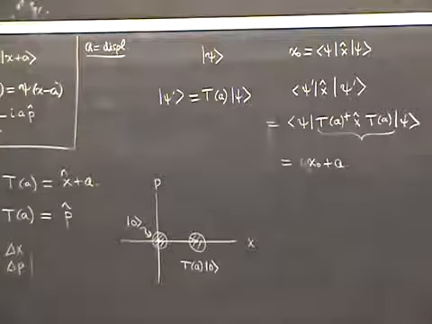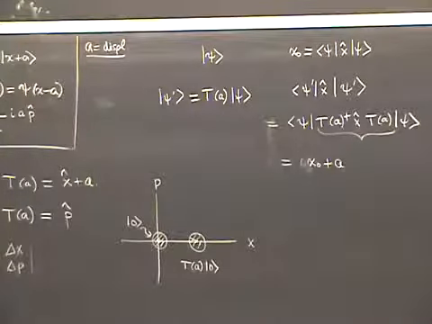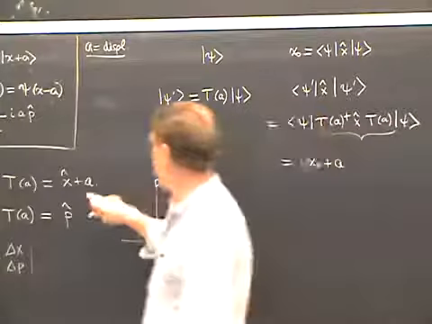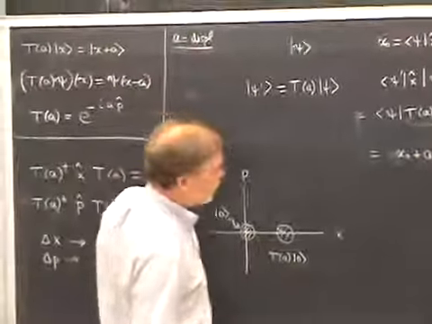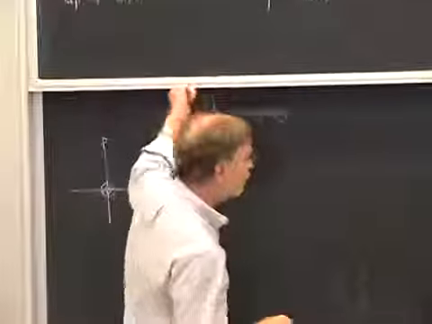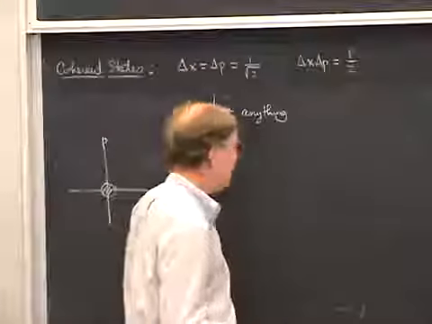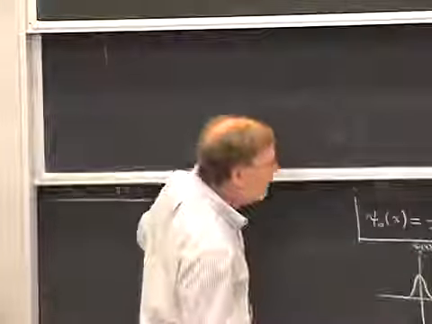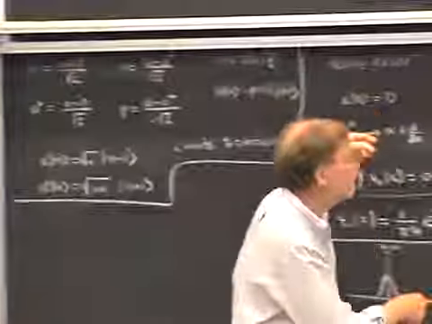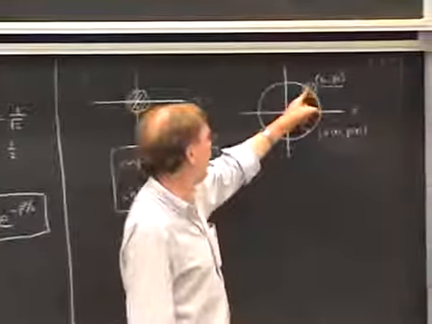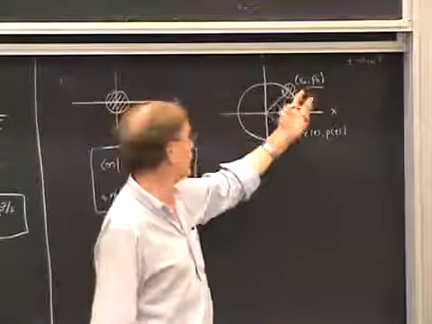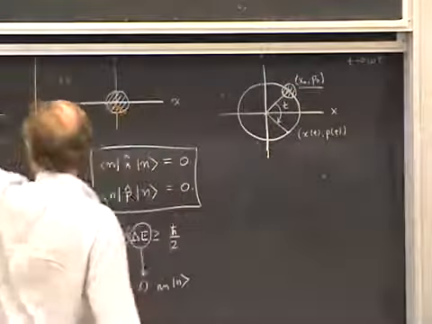So by using T of A, you can change the expectation value of x. That's not quite what we wanted, though. We wanted to change the expectation value of both position and momentum, because we were interested in starting some kind of wave packet out in an orbit here with an arbitrary initial x0 and p0.